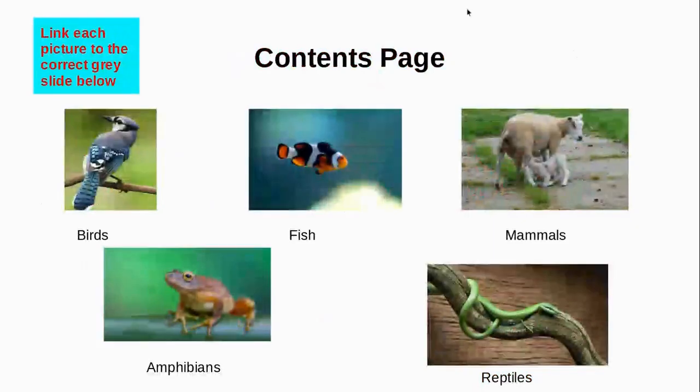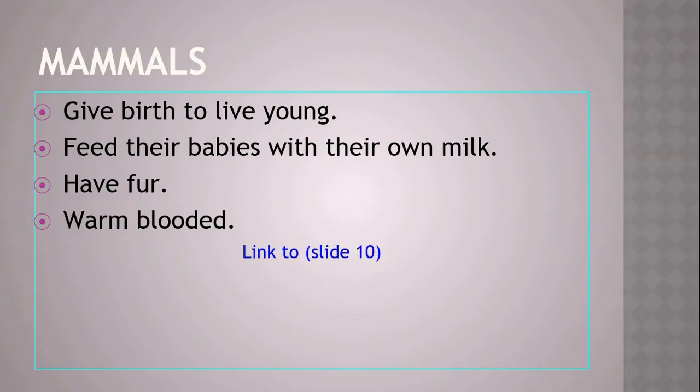This is our first slide. It's the contents page, and it has the pictures of the groups of the animals, and it's these pictures that you will link to other slides. For example, if I want birds, you have to link so that if you click birds, it takes you to the slide with birds. Those are the gray slides that I'm talking about.